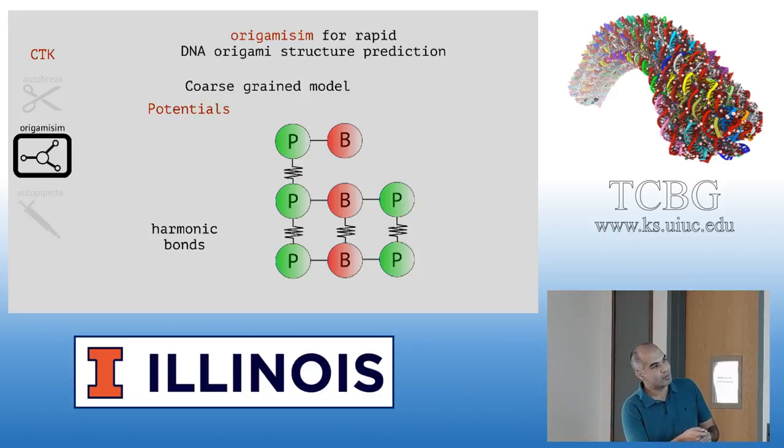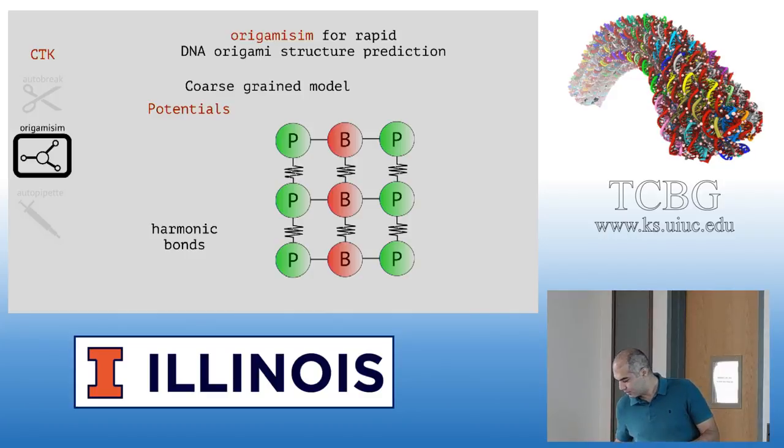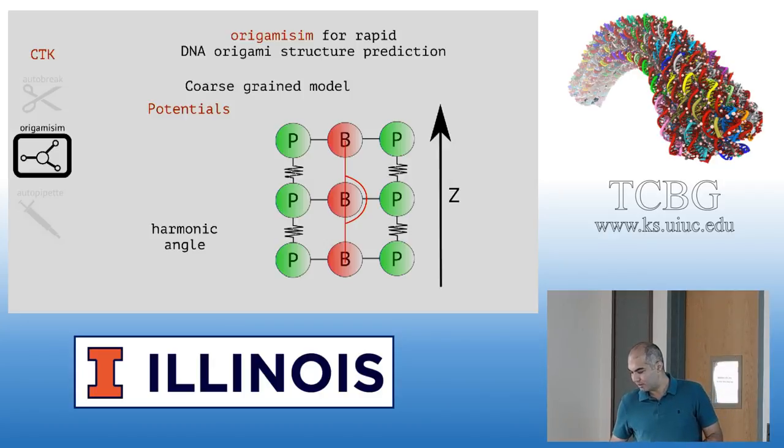And then there's one harmonic bond between a single-stranded nucleotide and a double-stranded nucleotide. And we bring three of them together. There's the axial term to keep the double-stranded split, so it's like a persistence length parameter. That's the harmonic angle. And this is the z-axis.